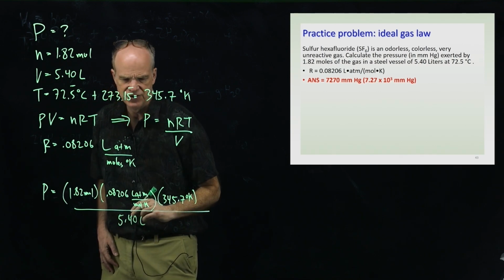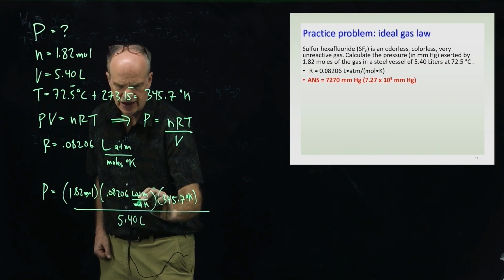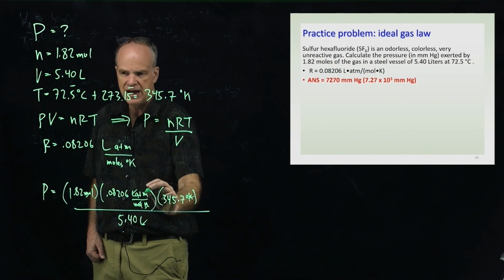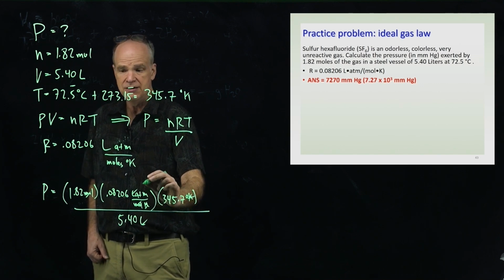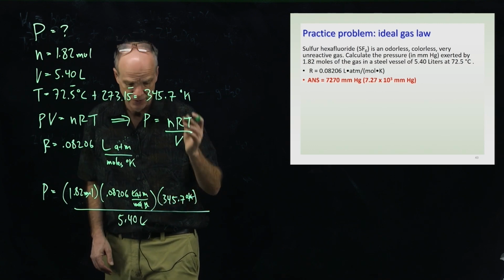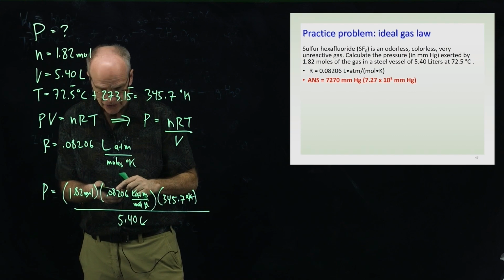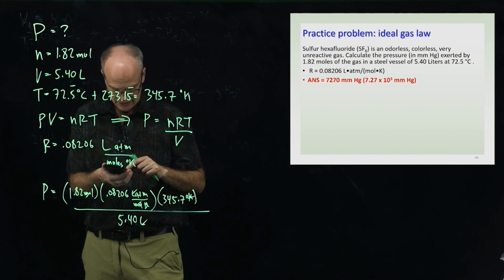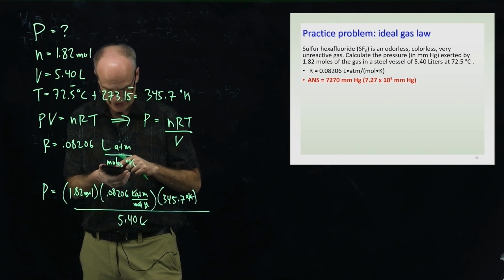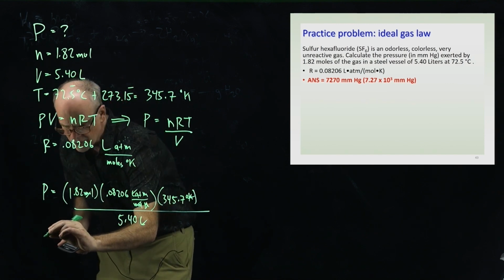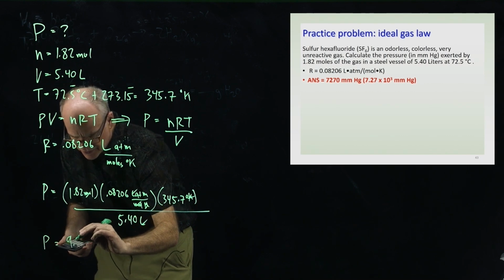Let me confirm that the units cancel as expected. Moles cancels, liters cancels, Kelvin cancels, and so we're left with atmospheres from R. When we plug in these numbers, we'll get a pressure in atmospheres, which we'll have to convert into millimeters of mercury. So let's work that out: 1.82 times 0.08206 times 345.7 divided by 5.4, and I get a pressure of 9.56.